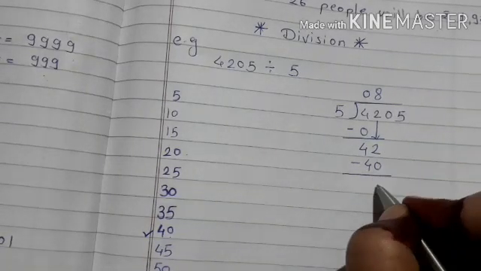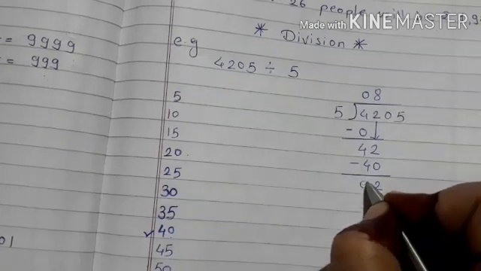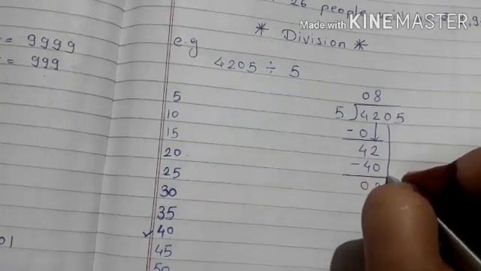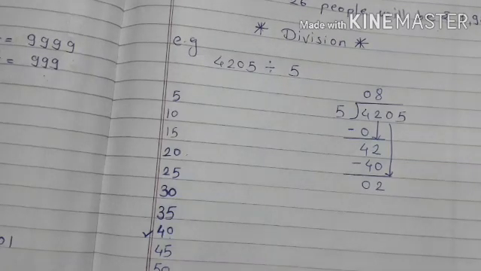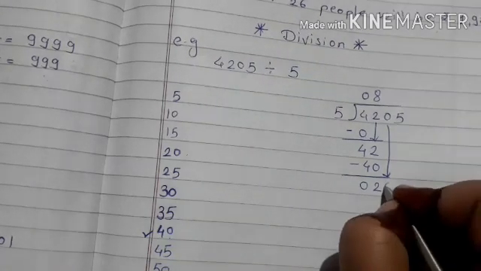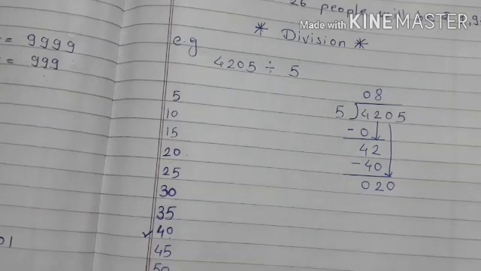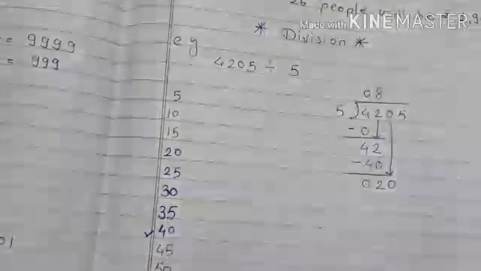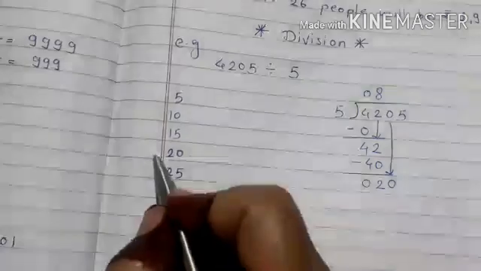Now 2 minus 0 is 2, and 4 minus 4 is 0. So now we have to take down the third digit downside. Now we get the number 20. Now we have to check: is 20 in the 5 table? Yes, it is there.